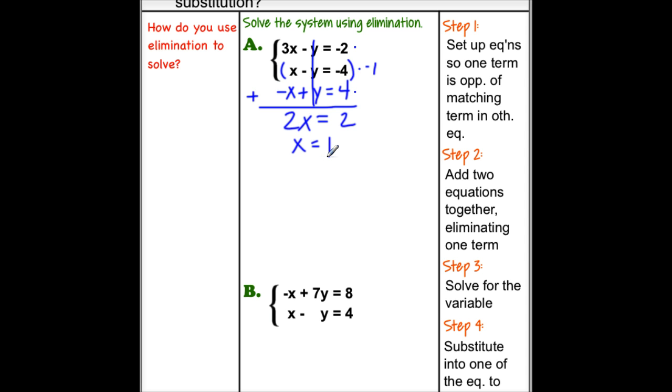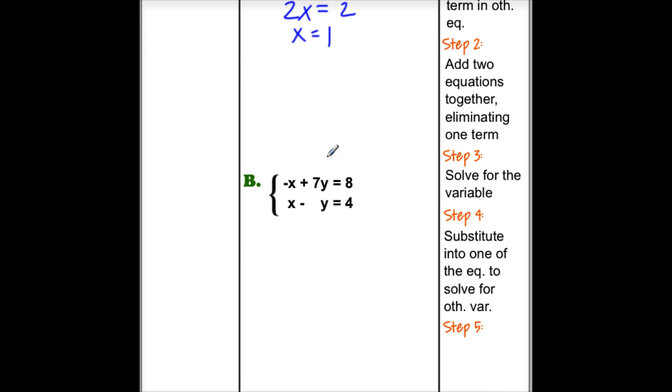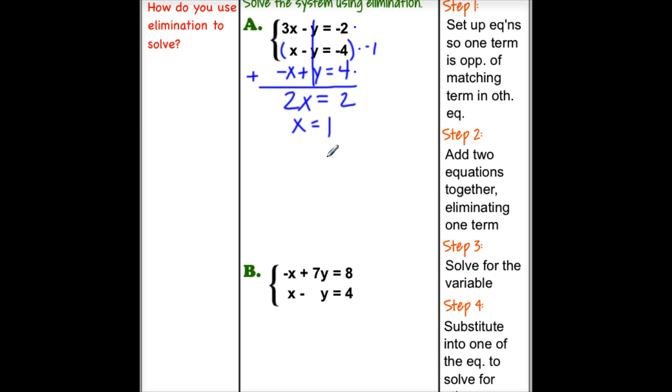So now we look at that next step, and we're going to substitute into one of the equations to solve for the other variable. Which equation we choose does not really matter, being that we've used them both together already. We're going to end up checking the other one anyway. So I'm going to go ahead and put that into my first equation. And so with that I get 3x, or 3 times 1 minus y equal to negative 2.